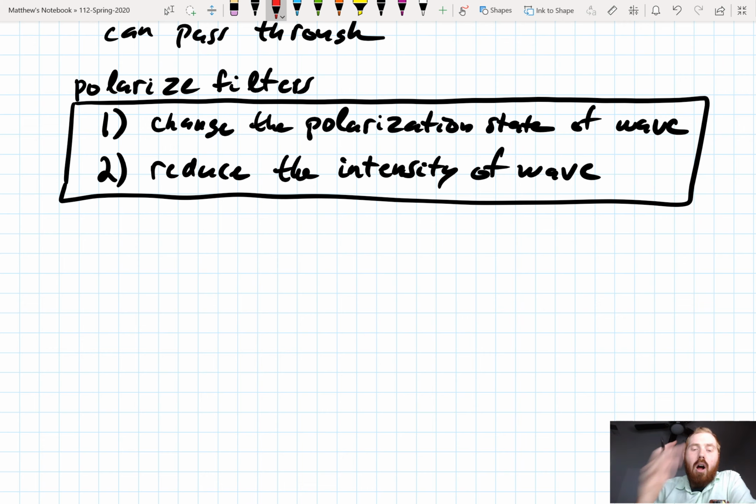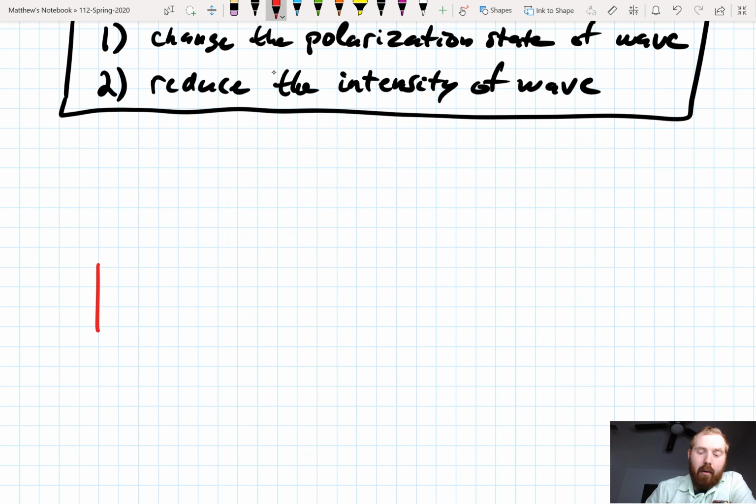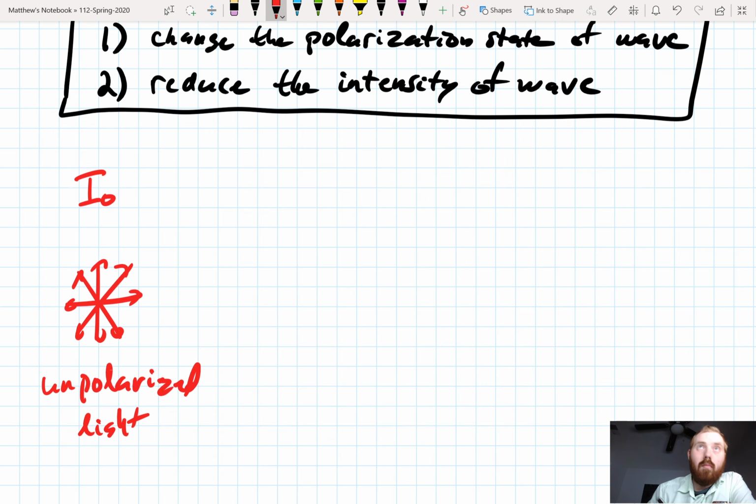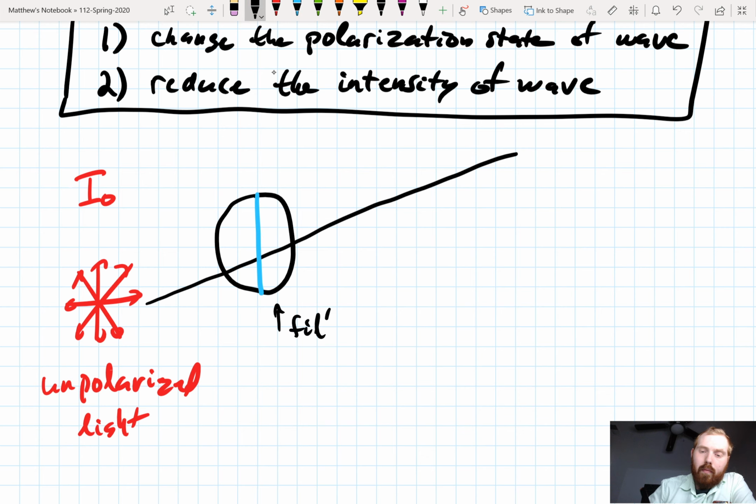Here is my incident ray. Need a little more space? I'm going to have some light here. And it has no preferred polarization. It'll be some intensity I naught. And this is our unpolarized light. Well, it's propagating down this direction. And now let's introduce a polarized filter. There's our filter. So our polarized light will propagate down, and then only the light aligned with that line will pass through. So only some I1 gets through.